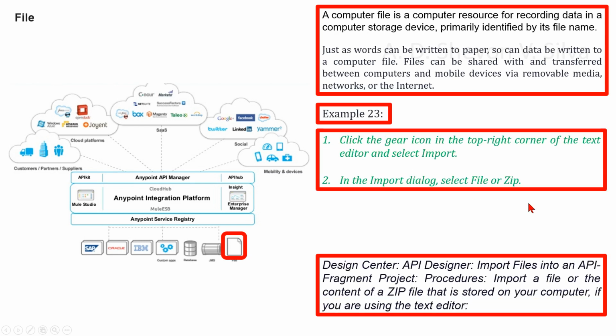Now we are considering importing a file or the content of a zip file that is stored on your computer, if you are using a text editor. In the procedure for importing a file into an API fragment project in API Design in Design Center, click the gear icon in the top right corner of the editor, select Import, and then in the Import dialog select File or Zip.